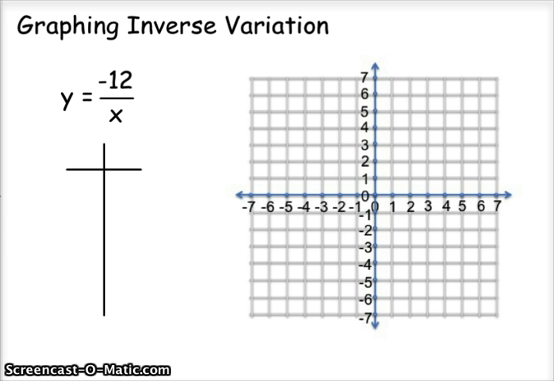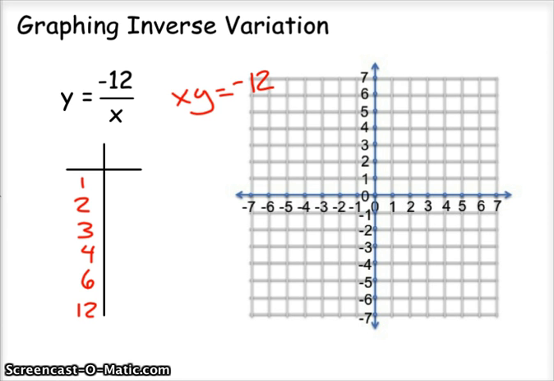Do one more example here. We have y is equal to negative 12 over x. Again, I'll go ahead and change this into the other form of x times y is equal to negative 12. This helps me see a little bit what the factors could possibly be. So numbers that would multiply to negative 12, the factors of 12 would be 1, 2, 3, 4, 6, and 12.